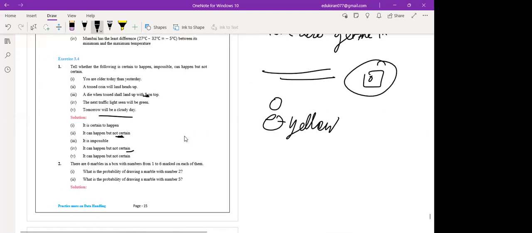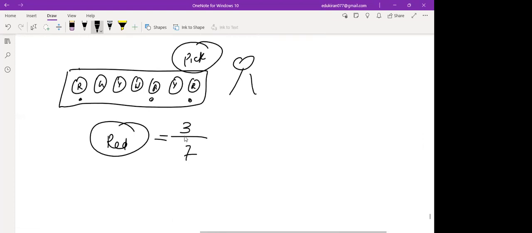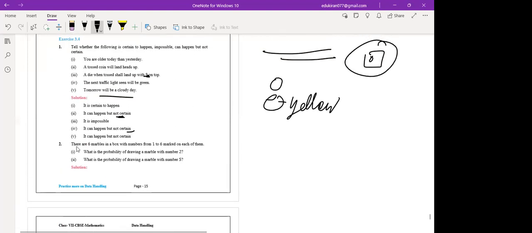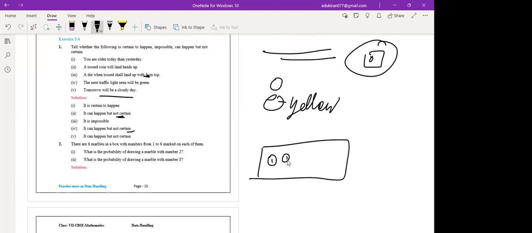We just gave you one example to understand. So now this question: there are 6 marbles in a box numbered from 1 to 6. So 6 marbles written like 1, 2, 3, 4, 5, and 6. What is the probability of drawing a marble with number 2? And what is the probability of drawing a marble with number 5? Clear?